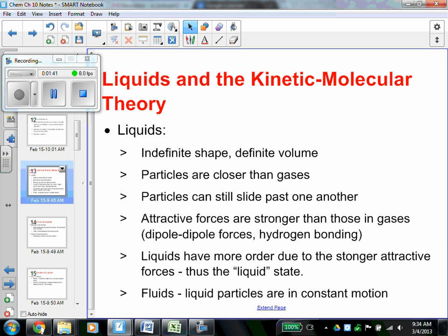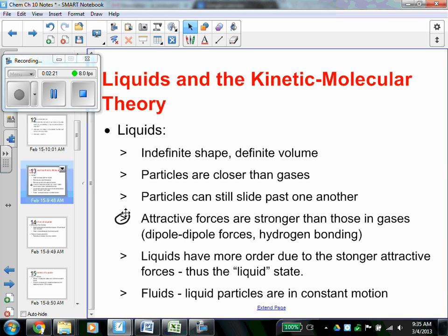Particles can slide past one another. I think that's self-explanatory. If we take a look at point number 4 here, the attractive forces must be stronger in liquids than they are in gases. Now we don't just have London dispersion forces, but now we have dipole-dipole forces and rather strong hydrogen bonding. We talked about these intermolecular forces in chapter 6. So as far as the attractive forces go, because they're in a more condensed state, the attractive forces between any two liquid particles are stronger than those in gases.